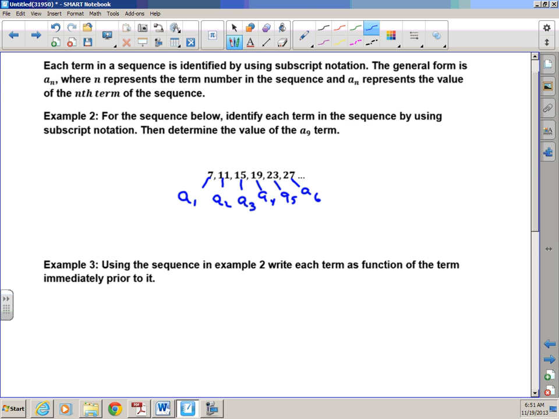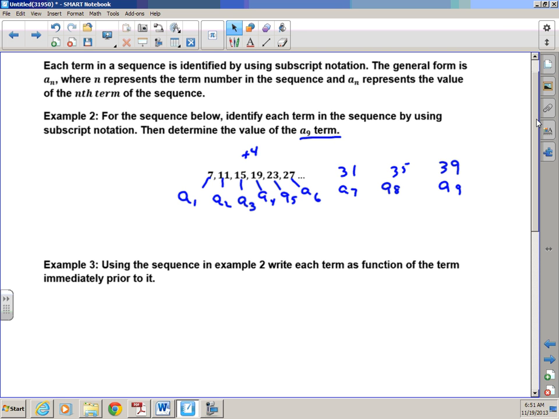Now, if I wanted to find A sub 9, well, one way I could do it is just continue on my pattern. My pattern is adding 4. So then A sub 7 would be 31. A sub 8 would be 35. And A sub 9 would be 39. That's all we're talking about. Okay?